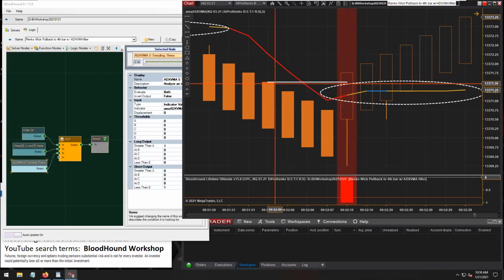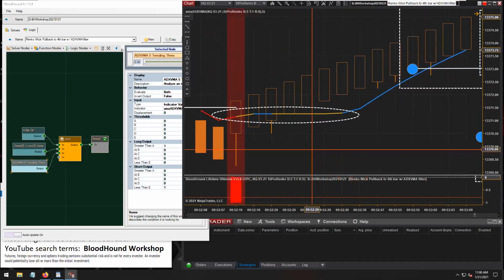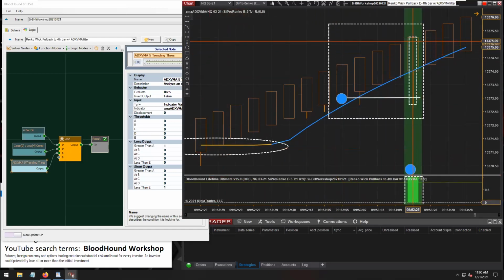So some of these reversal bars are going to have signals, and that's correct, right? Because in real time, if you were trading this, how are you going to know whether price is going to reverse here or if it's going to keep moving upward? You don't know that in real time.